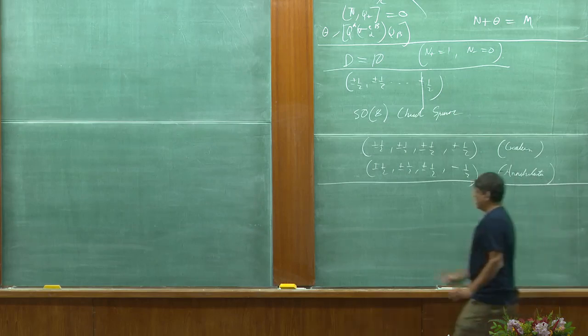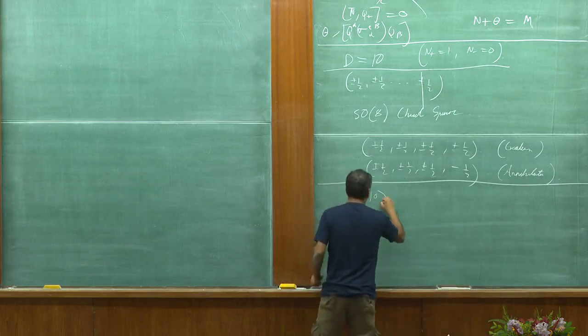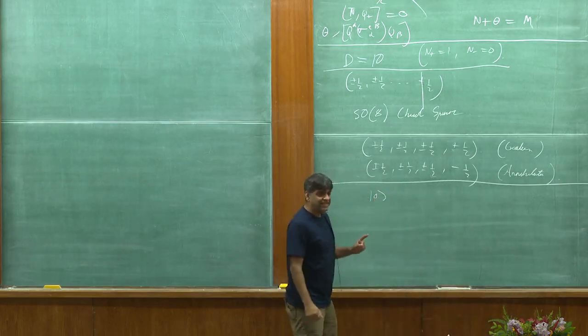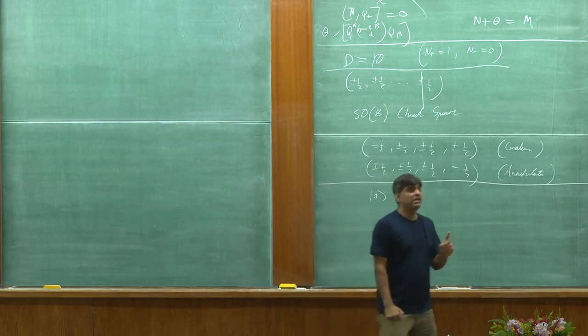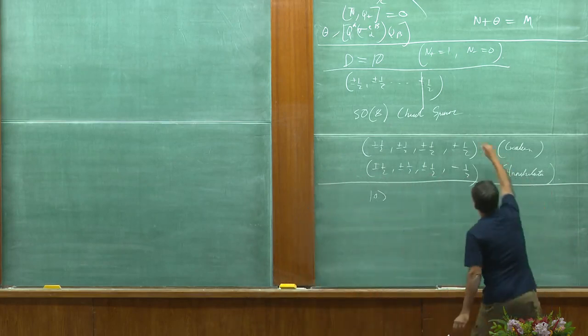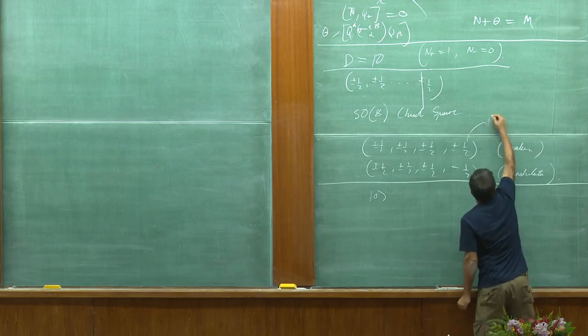So let me start with a vacuum, and this vacuum has a certain U1 charge. Okay, so we have SO6 and we've got this U1 or SO2 here.